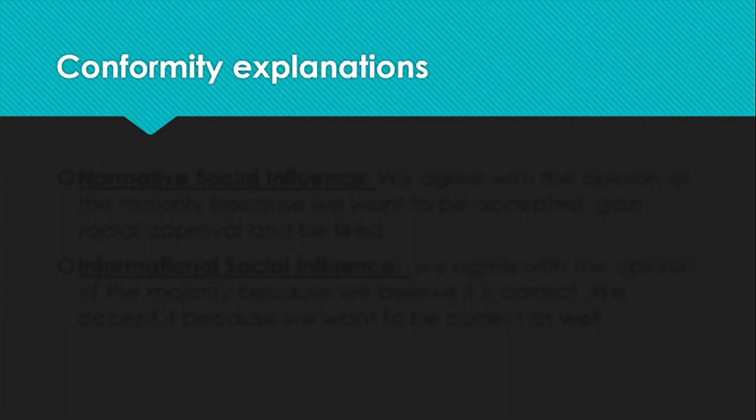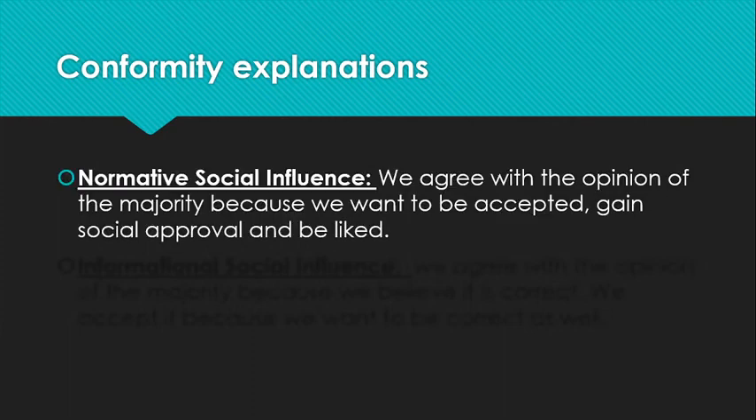So in terms of explanations for conformity, let's look at normative social influence first, which is the idea that we're agreeing because we want social approval. We're agreeing because we don't want to be ridiculed, we don't want to look stupid, we want people to like us. That's basically normative social influence. That's one explanation for why we conform.